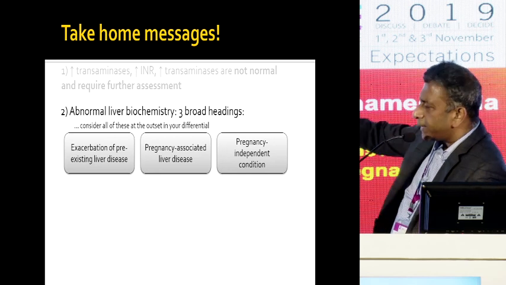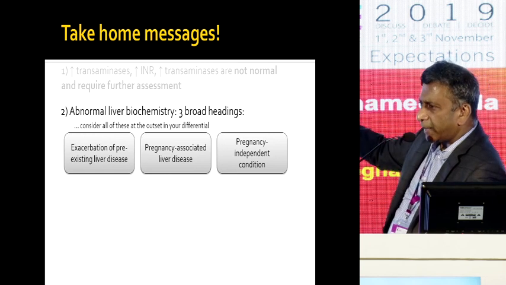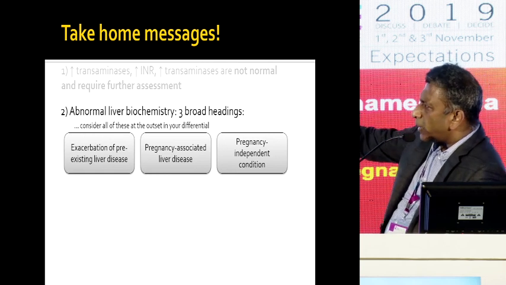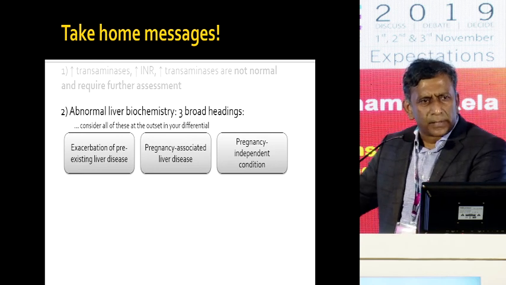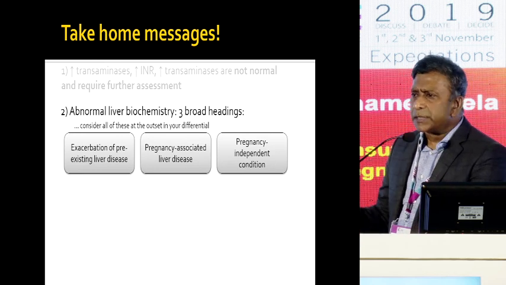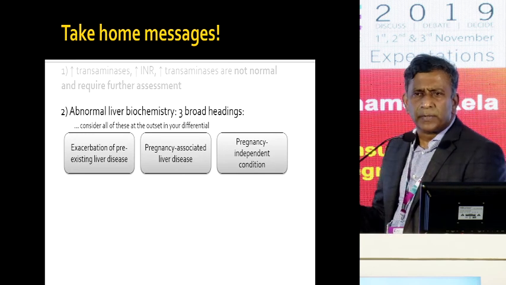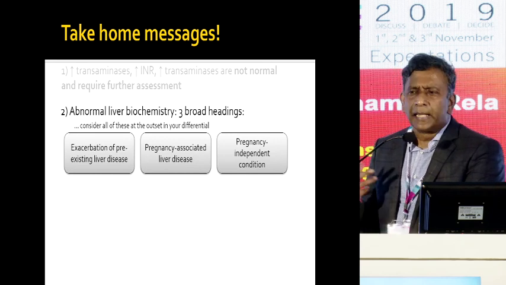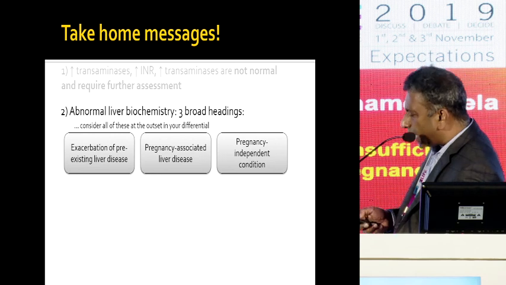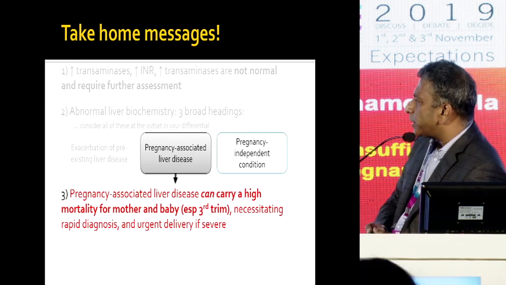Now, I want to talk about this as a differential diagnosis in three subjects, really, because earlier on we saw pregnancy-associated liver disease and pregnancy-independent conditions, which are usually viral hepatitis. But you also have exacerbation of pre-existing liver disease, many of them metabolic liver disease, Wilson's disease, even carriers of hepatitis B virus. These are completely asymptomatic women who can get pregnant, and once they've got pregnant, their liver disease can get worse over a period of time. So let's look at these three categories and how to differentiate them.